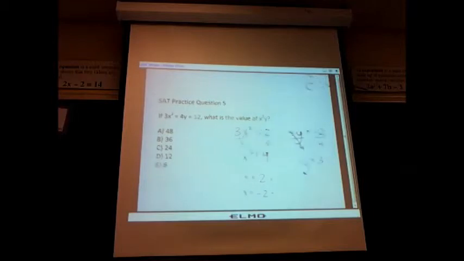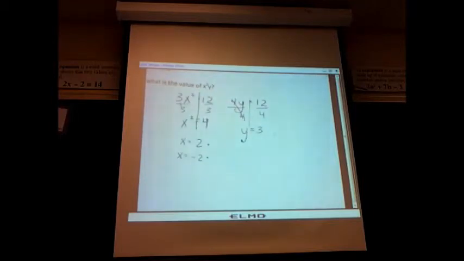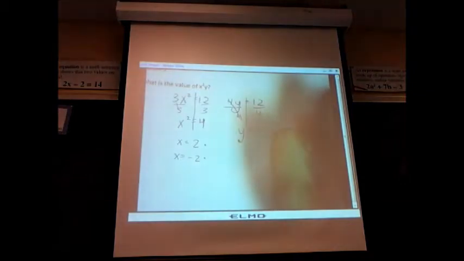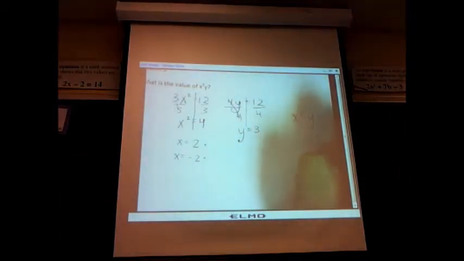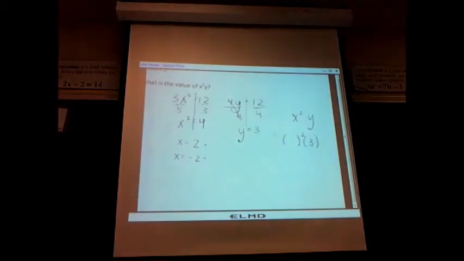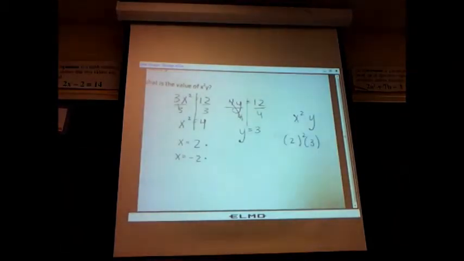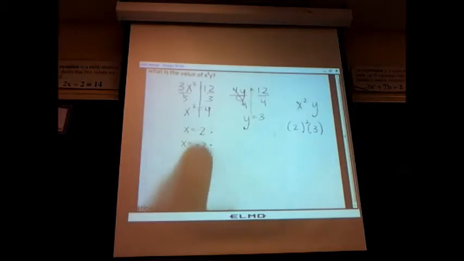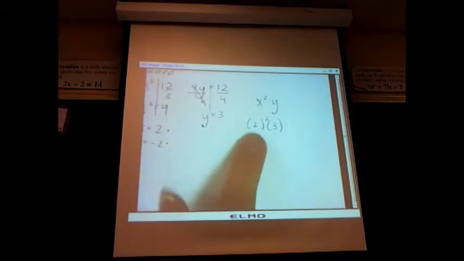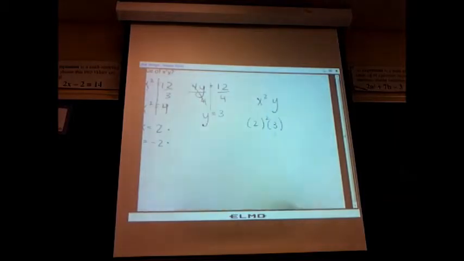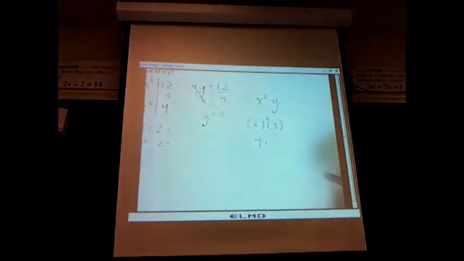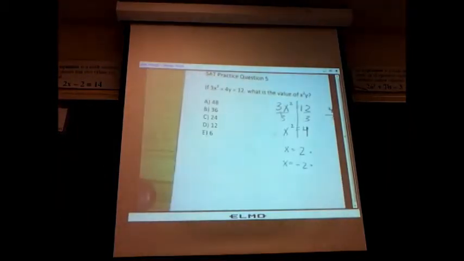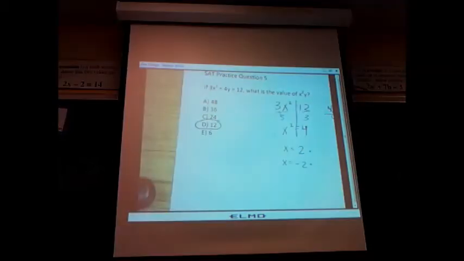The question was asking, what is the value of x squared y? So if I have x squared y, I'm going to have y is 3. My x is either 2 or negative 2. But if I think about it, if I do 2 squared, that gives me 4. If I do negative 2 squared, that still gives me 4. So it doesn't matter which x I choose, because it's still going to be 4. So whatever, 2 squared or negative 2 squared gives me 4, I know this is 3, so my answer is 12. X squared y gives me 12. And yes, I see that is option D.